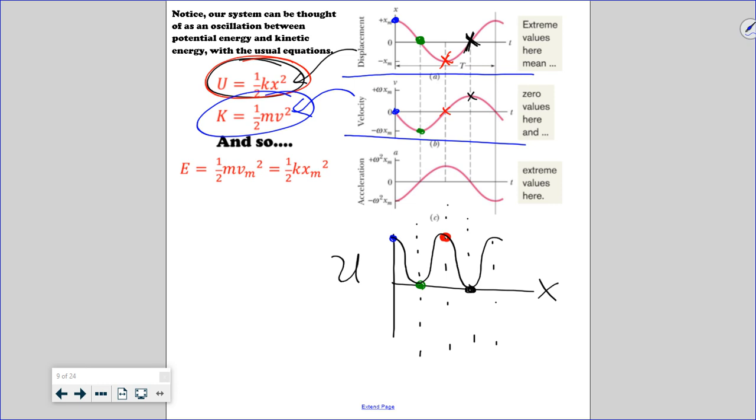Now if we repeat the same process with our kinetic energy and our velocity, you get the same idea. So let's do kinetic energy. The blue dot corresponds to a velocity of 0, that's a kinetic energy of 0. The green dot is our maximum negative velocity, that means our maximum kinetic energy. The negative doesn't matter because it gets squared out. At the red x, our velocity is 0. At the black x, our velocity is at its maximum again, positive now. And so now here's my graph.